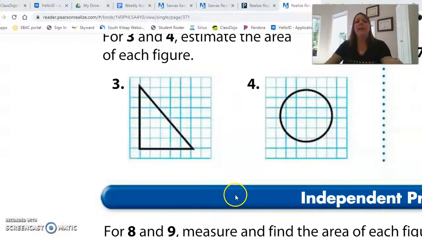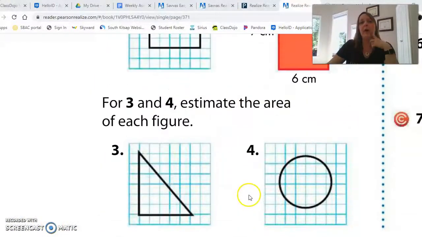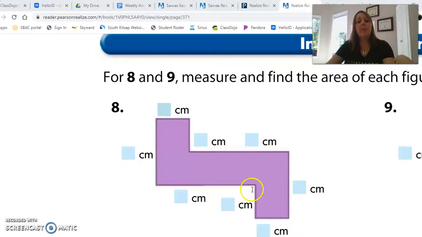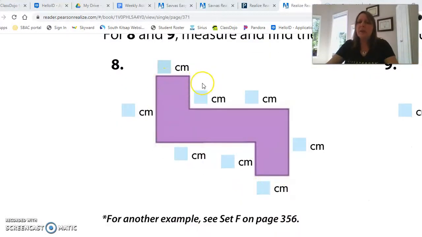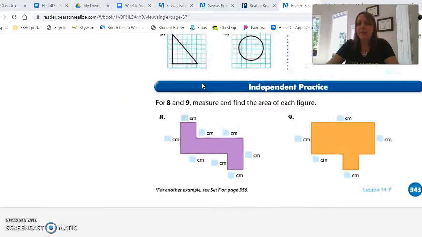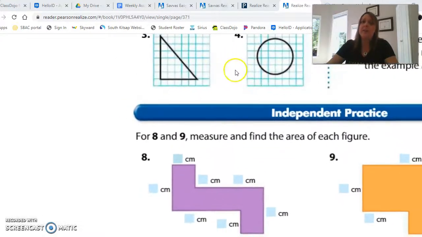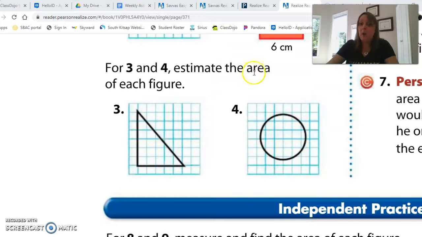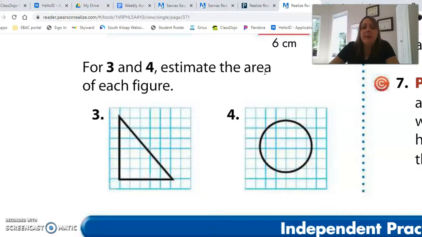Now when we go back to the book, if you have a ruler, you can, oh, I forgot about 3 and 4. But if you have a ruler, then you can try to measure this, but it might be hard because on the book it will be different. But let's look at number 3. This goes back all the way to the very first lesson that I taught you about to count the squares inside. So here it says estimate the area of each figure.